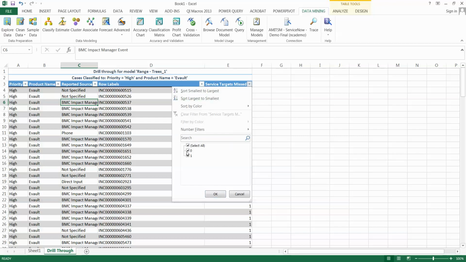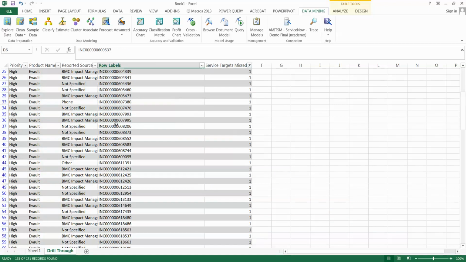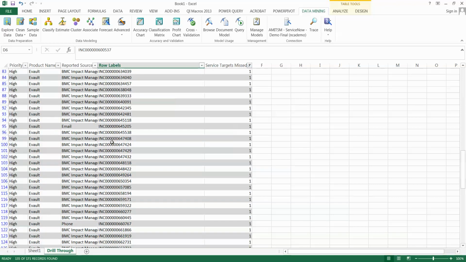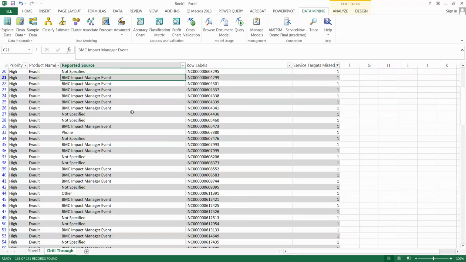I can filter by only breaches so that I can investigate these specific incidents and see what we believed caused the breach. And you'll notice that a number of these were created by automated events. So this gives you quite an excellent starting point for analysis in determining your IT performance related issues. And I thank you for your time today.